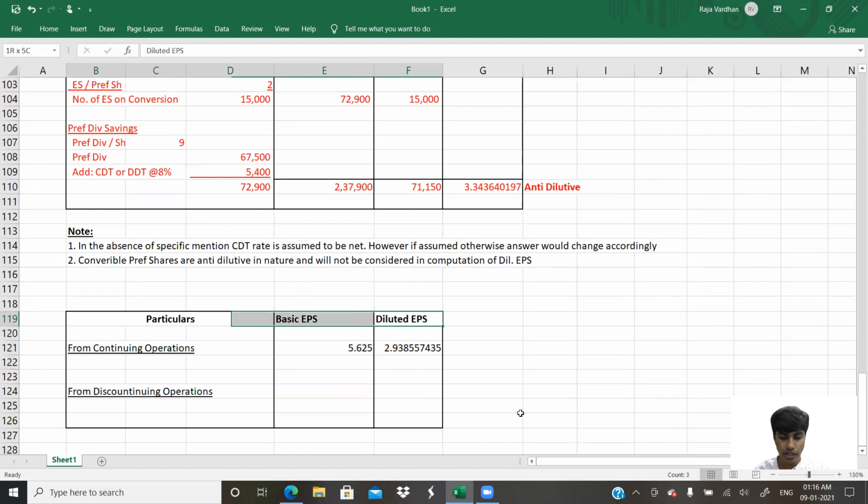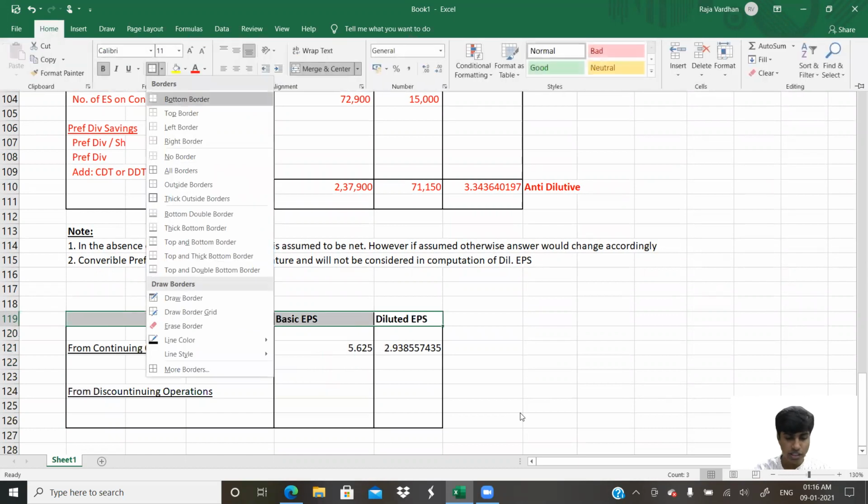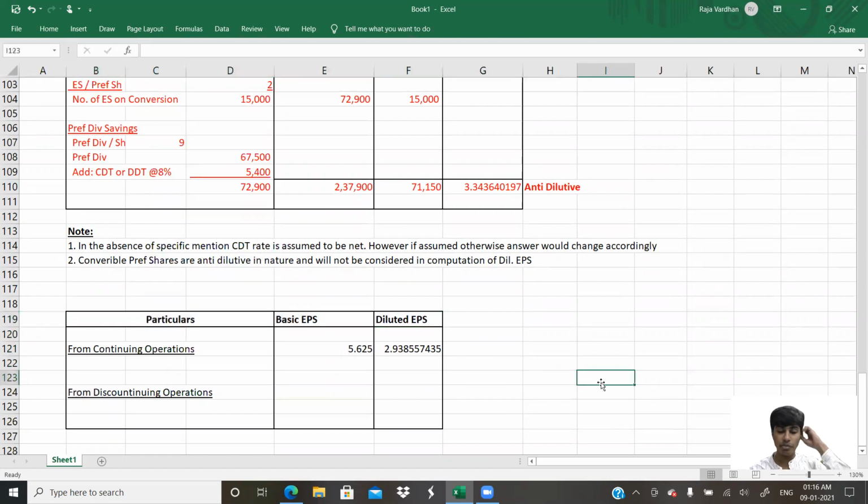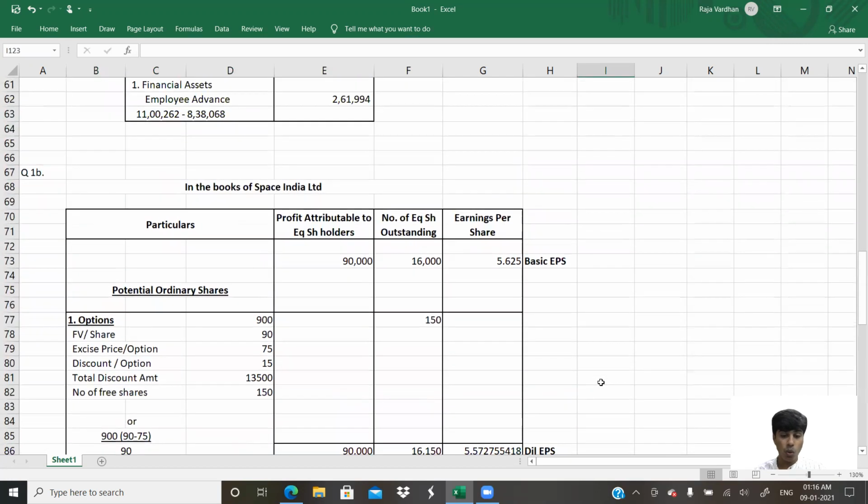So this will be there as an extension to our statement of profit or loss, where you would write basic EPS is 5.625 and diluted EPS is 2.938557435. You can write up to 3 or 4 digits max and then round it off. Perfect. That's it. So by this, we're done with the solution to question number 1B also.